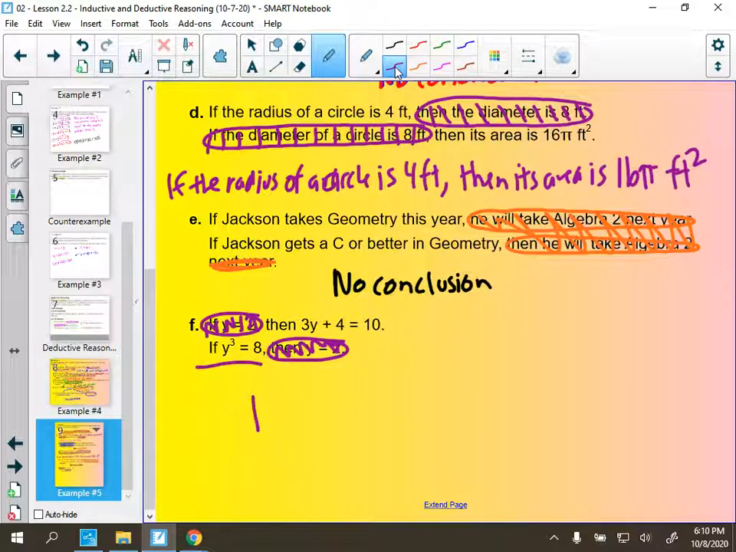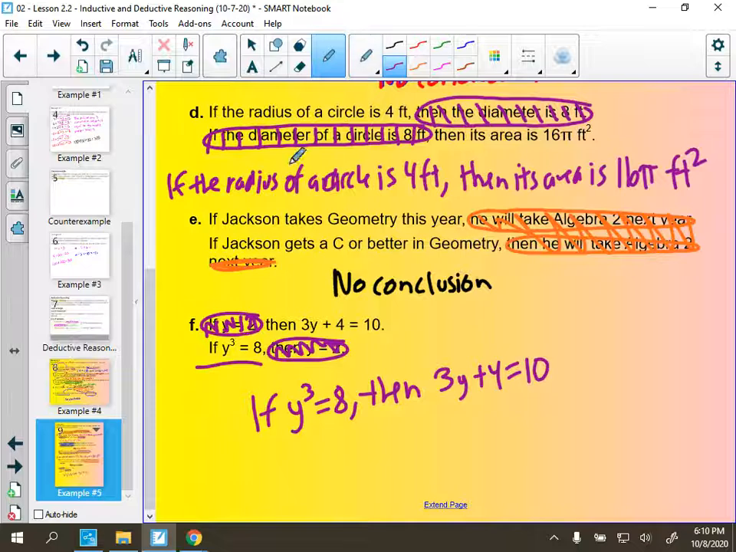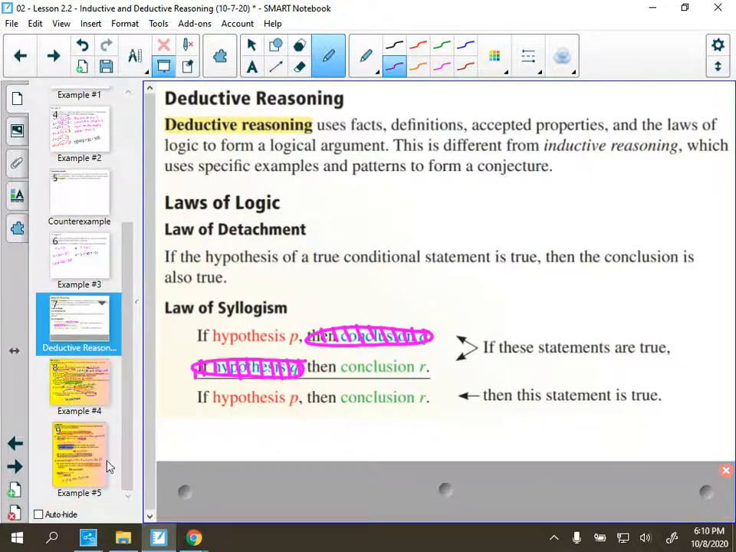Let's start with this part. If y cubed equals 8, then 3y plus 4 equals 10. All right, so you're taking everything that's there and just getting it back into another if-then statement. All right, so there's our second law of logic, some law of syllogism.